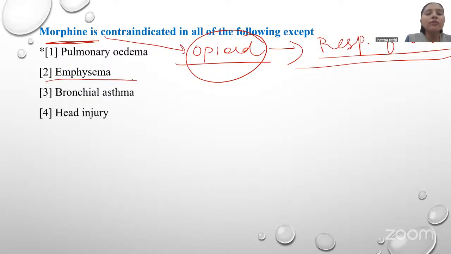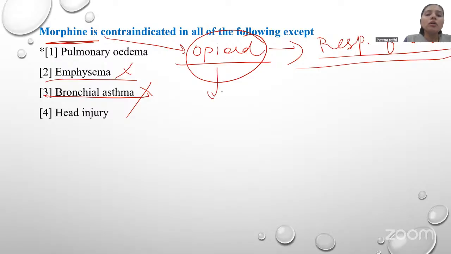Like in case of emphysema. What is emphysema? There is destruction of the alveoli in the lungs. Because of the destruction of the alveoli, the respiratory function is already hampered, so we cannot give this drug. Second, bronchial asthma. In bronchial asthma also there is bronchospasm. There is already spasm. We cannot give drugs which lead to bronchospasm and respiratory failure.